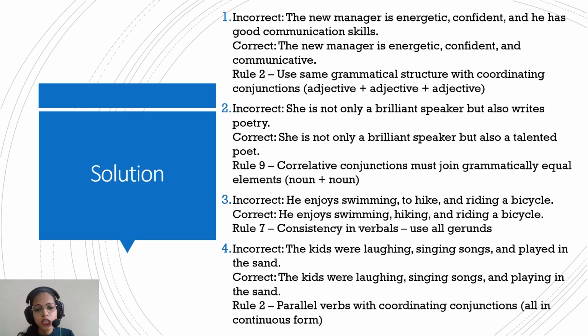He enjoys swimming, to hike, and riding a bicycle. Of course, it's sounding very jarring. He enjoys swimming, hiking, and riding a bicycle. So consistency. All are gerunds then. The kids were laughing, singing songs, and played in the sand. The kids were laughing, singing songs, and playing in the sand. All are in the ing form now. So it's making better sense.